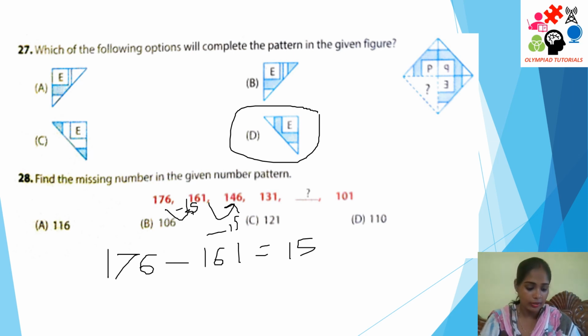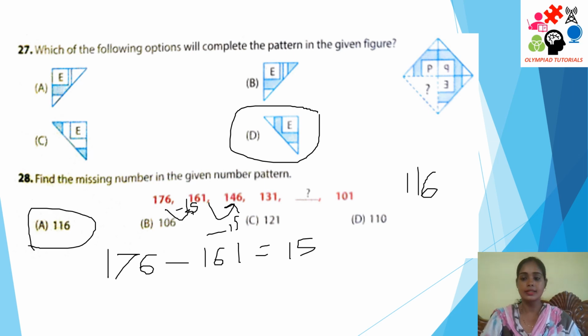So 131 minus 15 will give you 116. Then again 116 minus 15 is going to give you 101. So here your correct option is going to be 116, option number A.